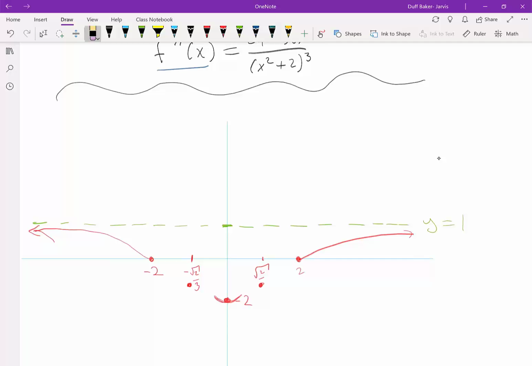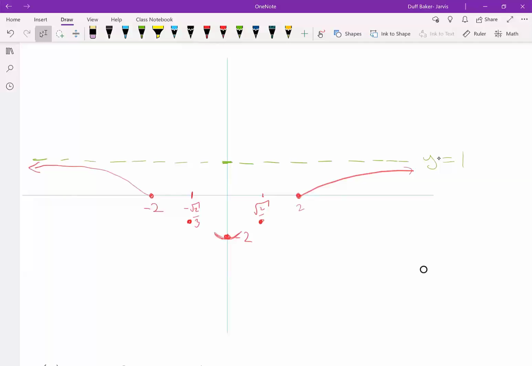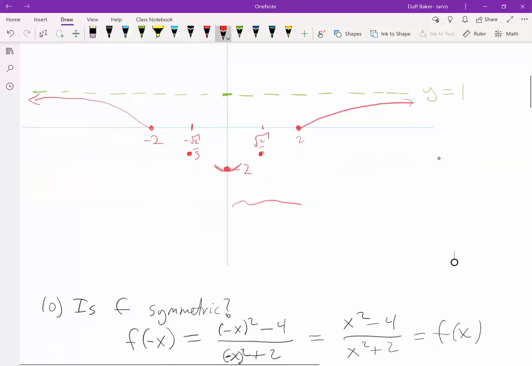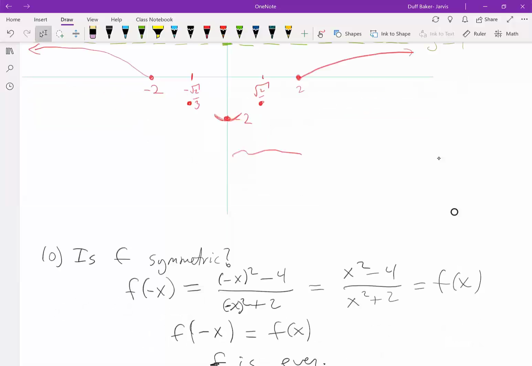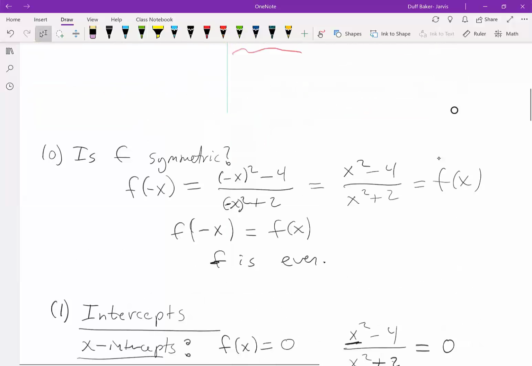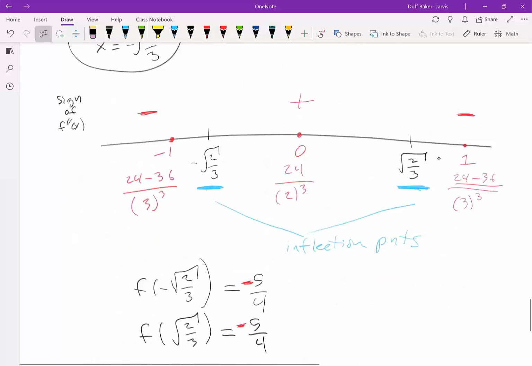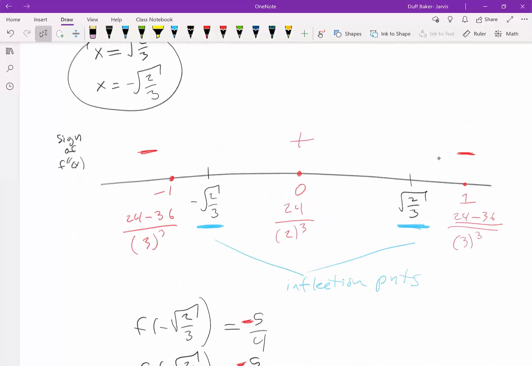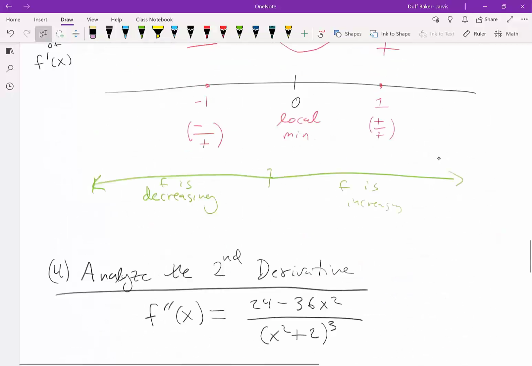Okay, and now we have all these other little regions to worry about. So we know everywhere to the left of 0 it's increasing. So we know it'll be increasing in this left part, or this right part. But we want to understand what's happening to the concavity. So the concavity is from this diagram. We know it goes minus, plus, minus, and it splits at the square root of 2/3s.